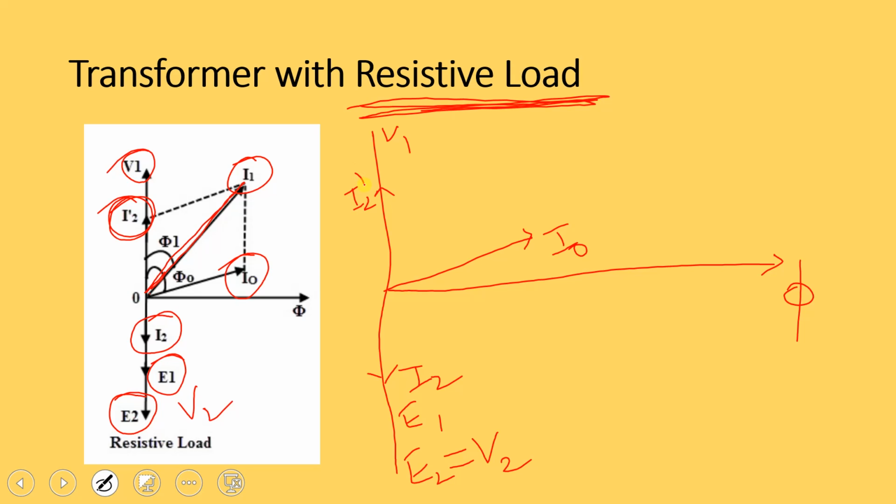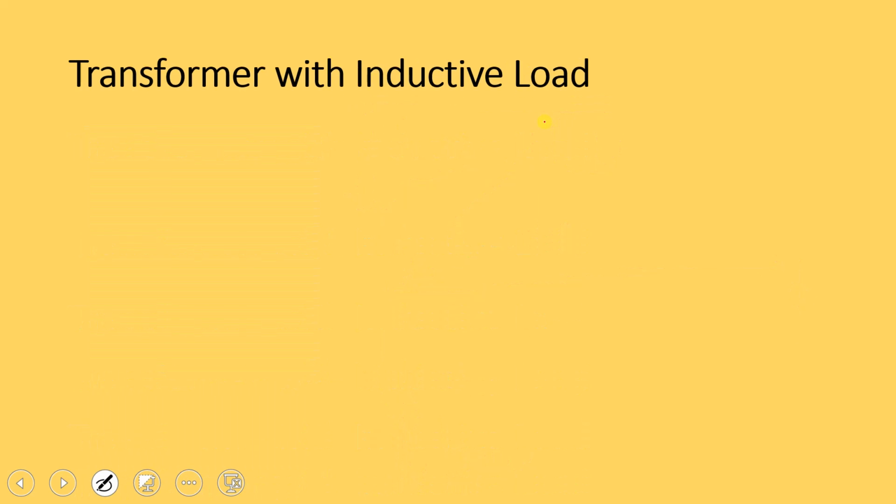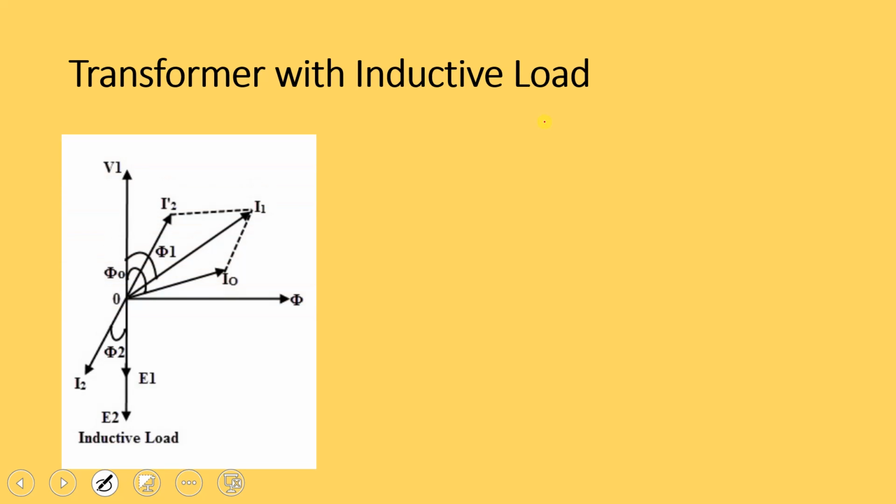Now complete the parallelogram, and this is our I1. So this we want to find out. So this is the phasor diagram of resistive load. Then similarly we have the phasor diagram of inductive load.